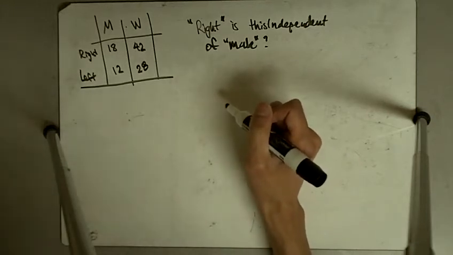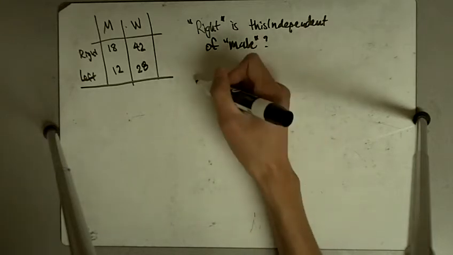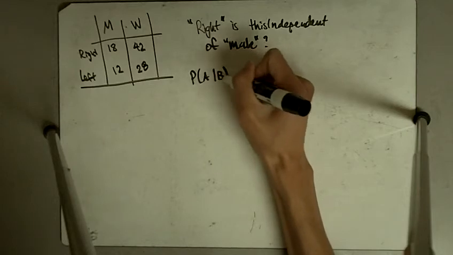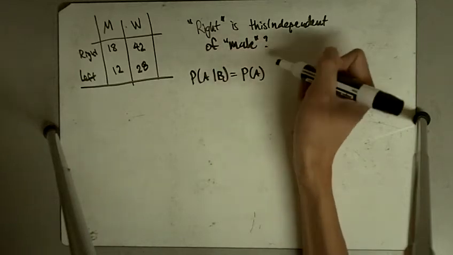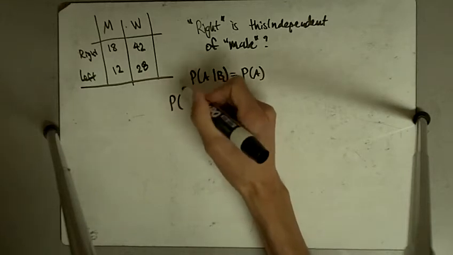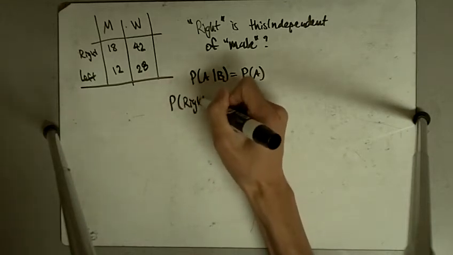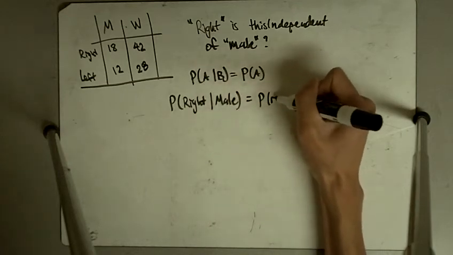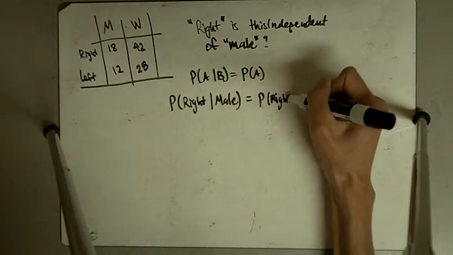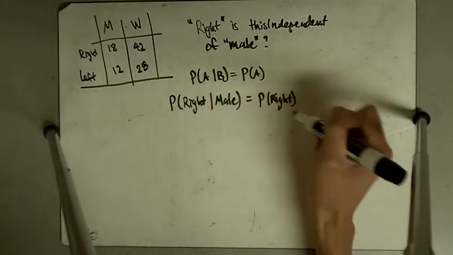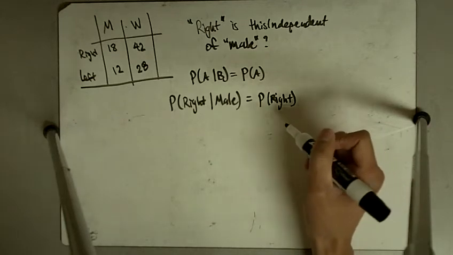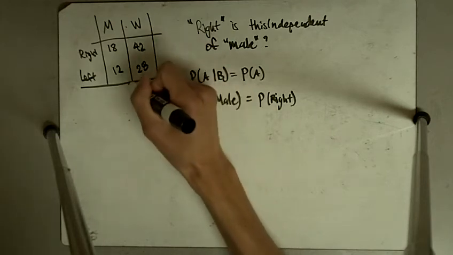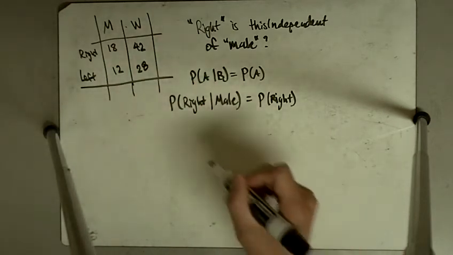So here we've got to figure out if things are independent, the probability of A given B is just going to equal the probability of A. So in this case, we want to know, is the probability of choosing the right hand, given that someone is male, equal to the probability of preferring the right thumb on top? Okay, so we've got to figure out these numbers. So first we have to figure out the probability of being right-handed, having your right thumb on top, or the probability of being male.